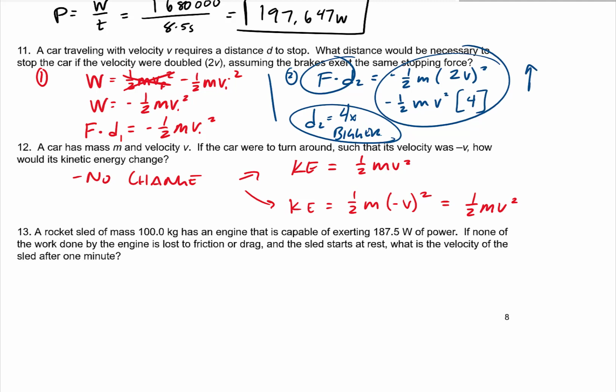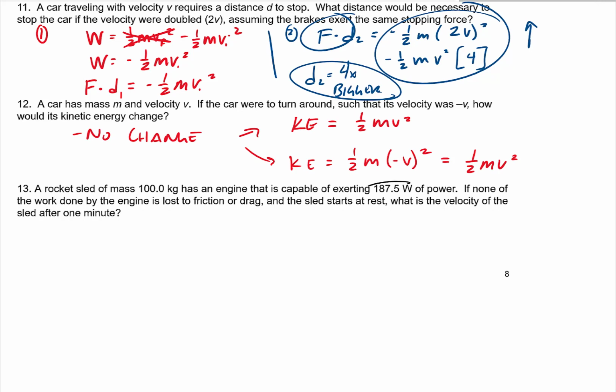Rocket sled has a mass of 100 kilograms and an engine that's capable of this much power. We don't lose any work. What's the velocity after 1 minute? So here's how we're going to do this. If we start from rest, the work that we do all turns into kinetic energy because it's 1/2 mv final squared minus 1/2 mv initial squared. We start off at rest. So all of my work turns into kinetic energy.